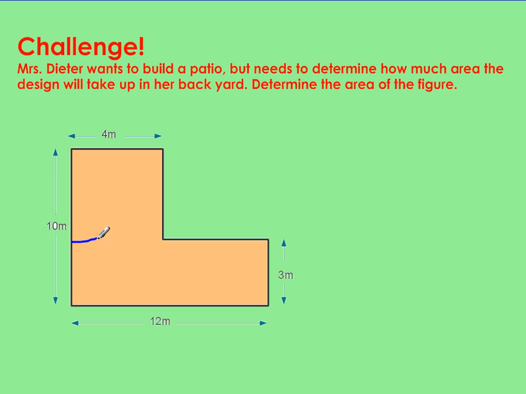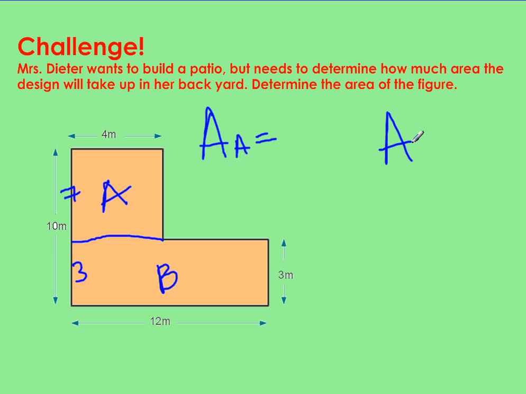And I can separate this into two different parts, one rectangle here and one rectangle here. And I know that if this is 3 meters long here, it's going to have to be 3 meters long on the other side. And if this whole entire side is 10, the remainder that I have here is 7. So I'm going to call this part A and part B. Now if I figure out the area of A and I figure out the area of B, I can add them together to come up with the entire area of this patio.